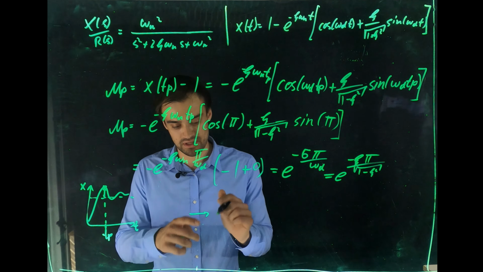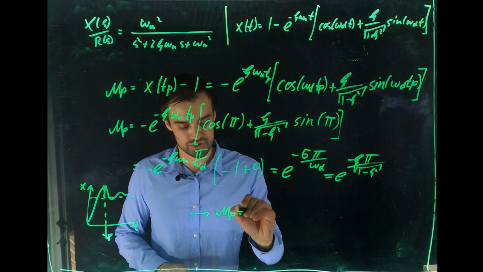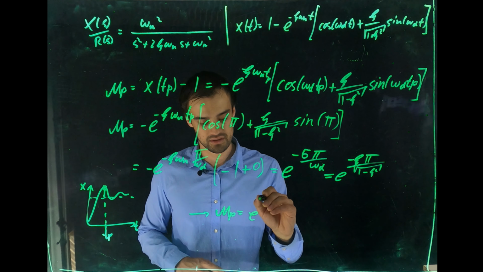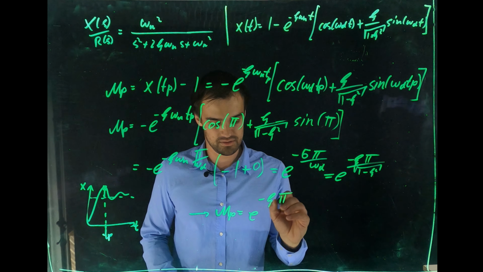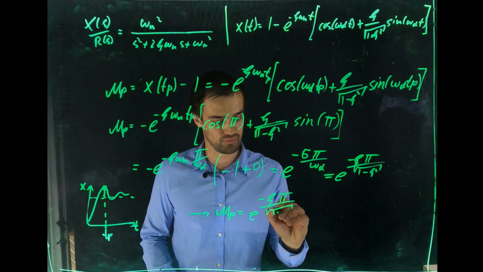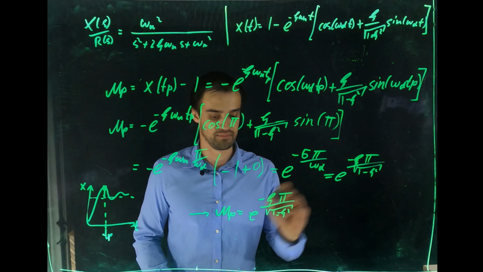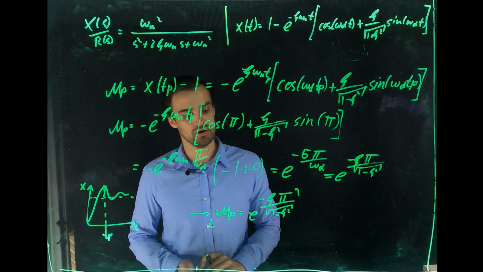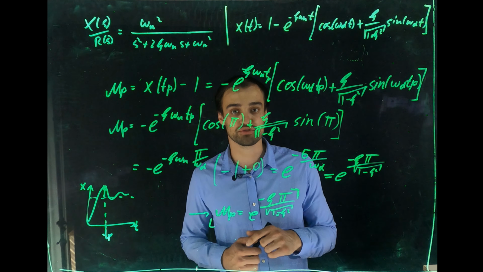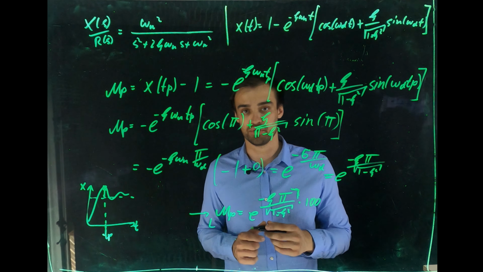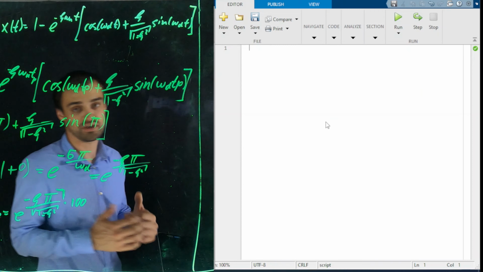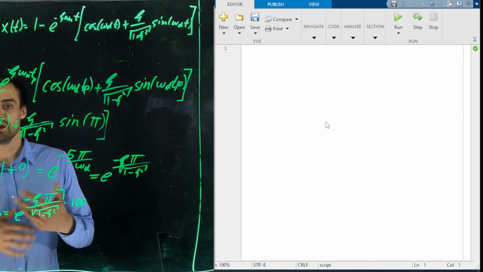Last but not least, my percentage of overshoot is nothing else than e to the power minus zeta pi over square root of 1 minus zeta squared, which I've basically written down already on this side. Now, as I told you, most of the time we actually multiply it by 100 because it's called the percentage of overshoot. Okay, now let's code this up in MATLAB, and I'll show you how to deal with this kind of stuff.